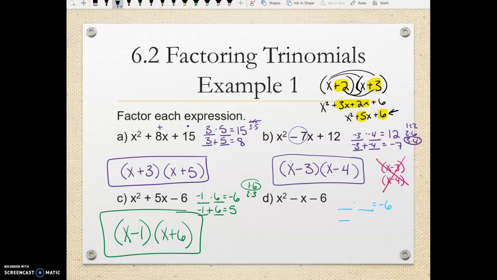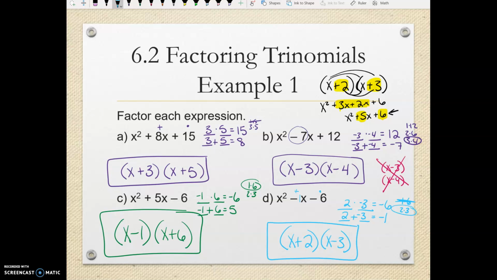Did you pause the video? Okay, we are multiplying to get -6 and adding to get -1. Ways to get 6. We can do 1 times 6 or 2 times 3. 1 and 6 aren't going to get us 1. We want 2 and -3. X plus 2, x minus 3.